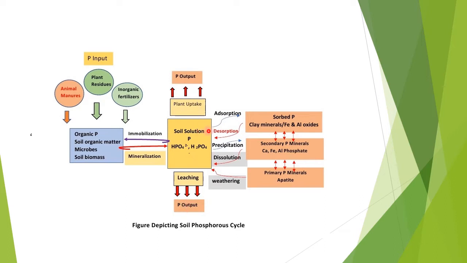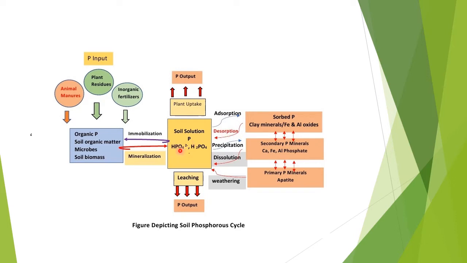Phosphates can remain in an adsorbed form. That's called adsorption. It can be adsorbed with clay minerals, iron, and aluminum oxides. That is called sorbate phosphate. Or whenever needed, it can undergo a reverse process, called the desorption process, and it will be taken by the soil again.